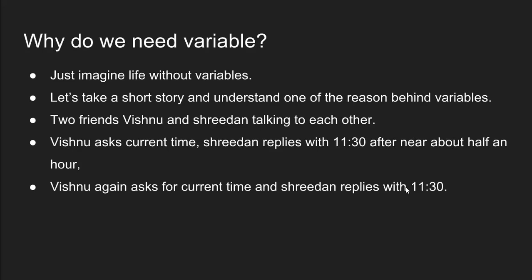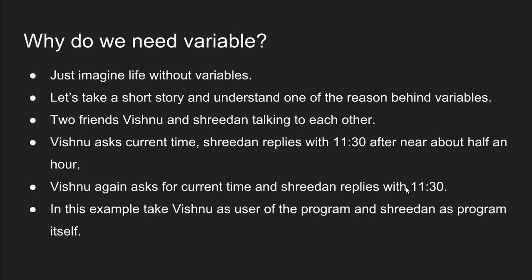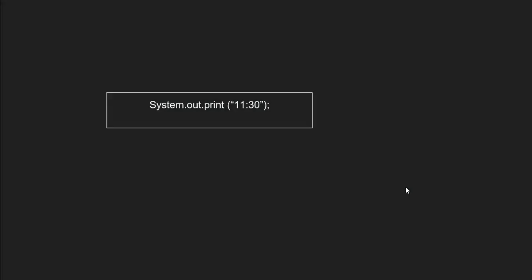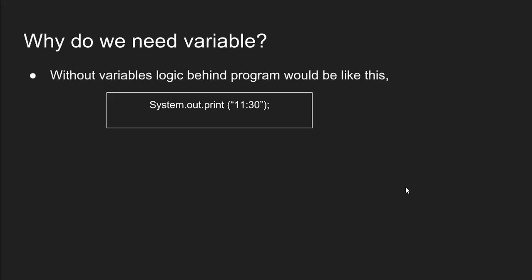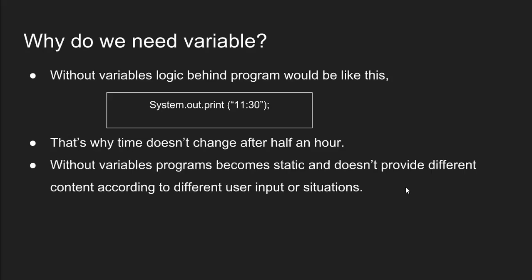In this example, take Vishnu as the user of the program and Shridan as the program itself. Without variables, the logic behind the program would be like this: System.out.print string literal 11:30. That's why the time doesn't change after half an hour. Without variables, programs become static and don't provide different content according to different user input or situations.